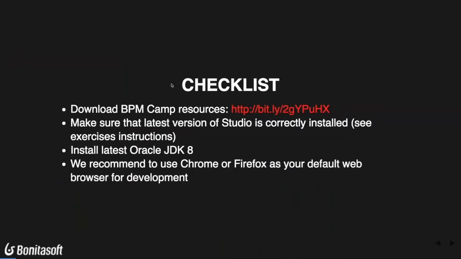So first, the checklist. As I said, you want to download the BPM Camp resources. Make sure you have downloaded and installed the latest version of the studio. You can download the studio on the Bonitasoft website. If you haven't done it yet, I would recommend getting the latest, which is 7.5.4. It will require you to have a JDK 8 running on your machine, but if you don't, the studio embeds one JDK, so you should be fine.